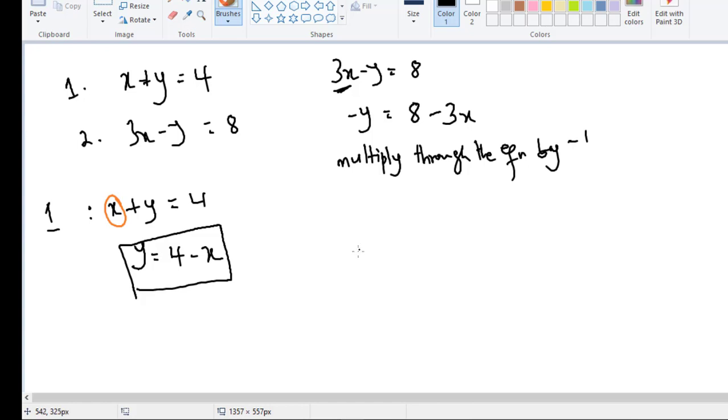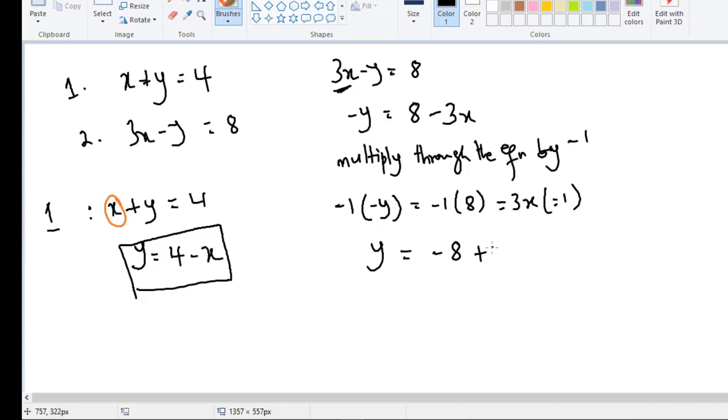Negative multiplied by negative becomes positive. So negative 1 is multiplying negative y, then negative 1 is multiplying 8, then negative 3x is being multiplied by negative 1. So negative and negative become positive: you have y. The negative and this 8 will give us negative 8. Then negative and negative will give us positive, so plus 3x times 1 will give us 3x. Any number times 1 is the same number. So when we rearrange, we get y equals 3x minus 8, and we are going to work with this one too.